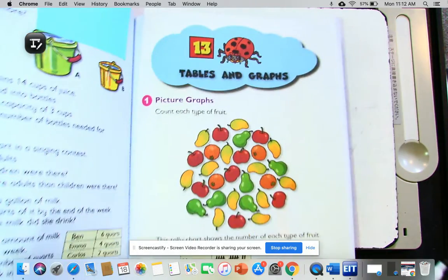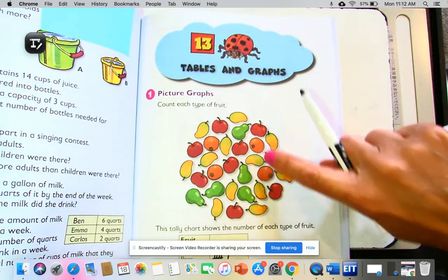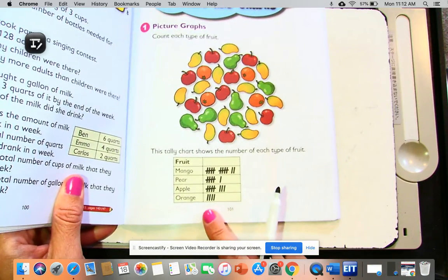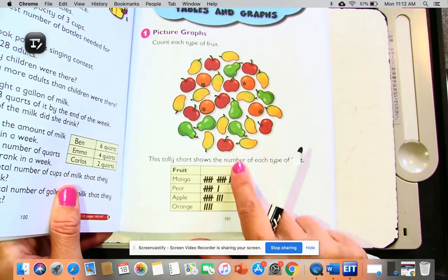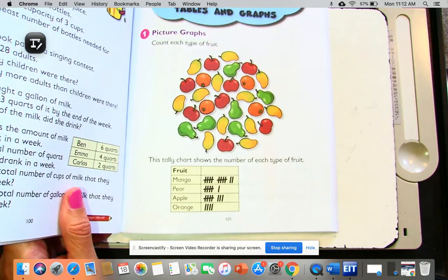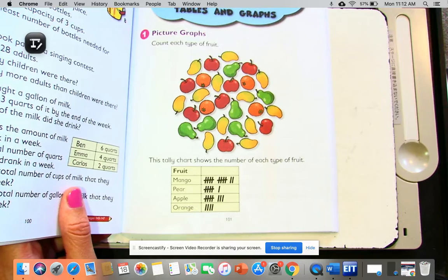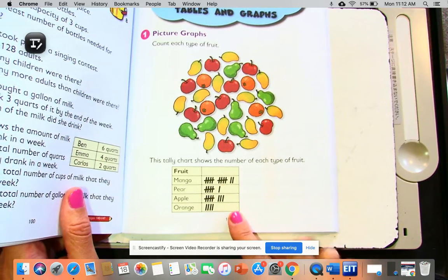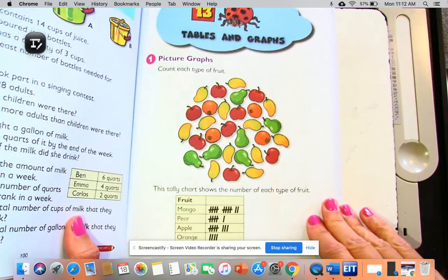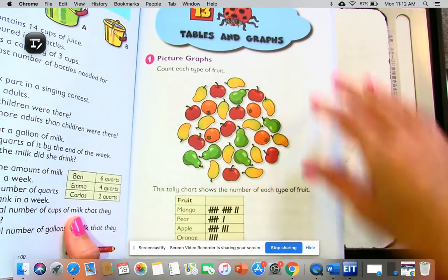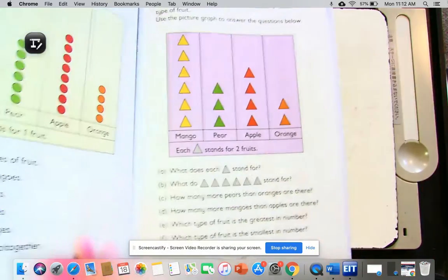And then the oranges, 1, 2, 3, 4. 4 oranges. And then our tally mark for oranges would look like this. So one way of making a graph is to list the items and then to make a kind of little tally mark. Now on the next page, they're going to show us the same information in a different type of graph, and it's called a picture graph.